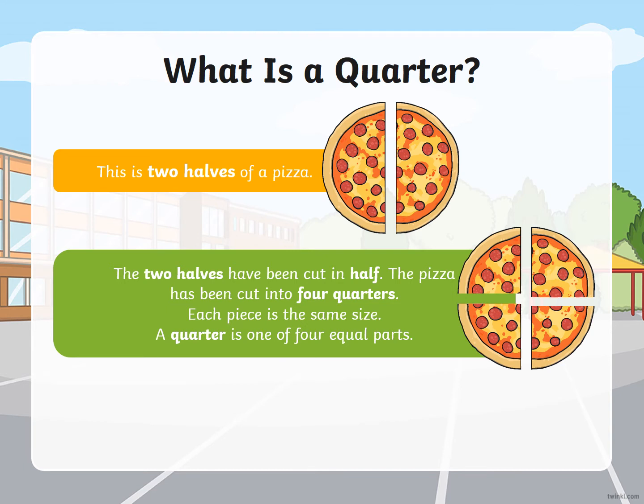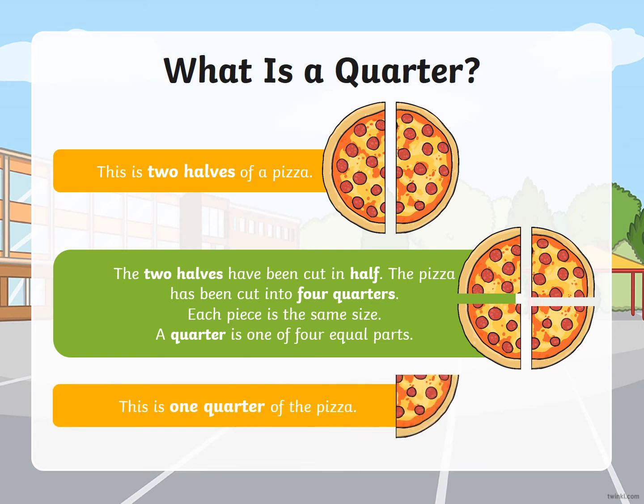So can you see the 4 equal slices? They're all the same size. Okay, so a quarter is just one of those slices out of the 4 equal parts. So there you can see 1/4 of the pizza. So you can see that 1/4 is smaller than a half.